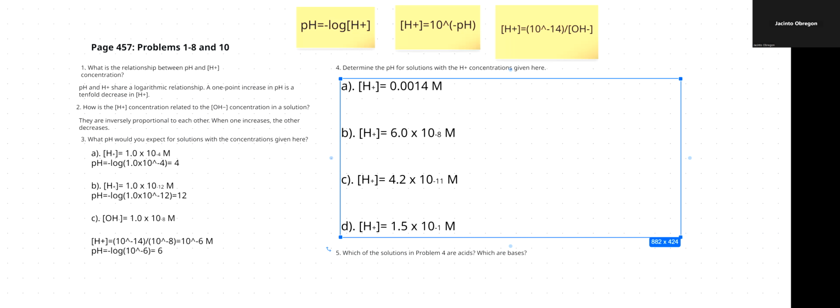For part C, same thing. It's just plug and chug. Negative log of 4.2 times 10 to the negative 11. When you plug that in, you should get 10.38.